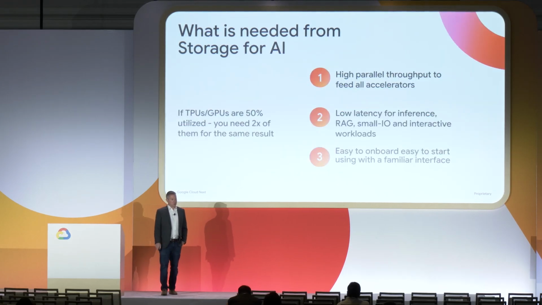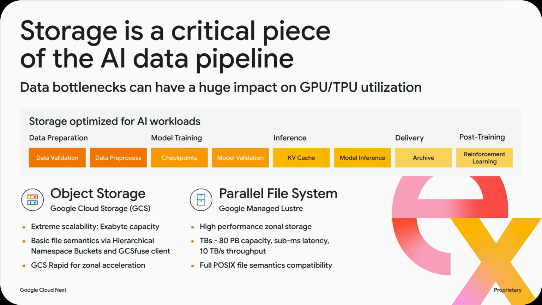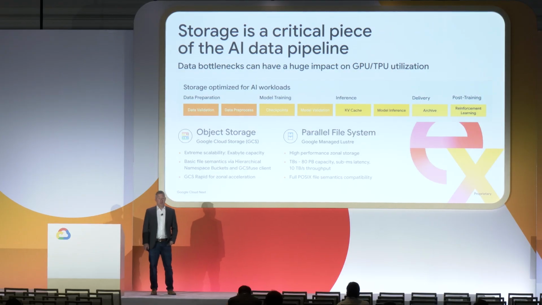So what is needed from storage for AI? Storage must provide high parallel throughput, low latency, and usability at scale to fully utilize accelerators. The realization is that storage can no longer be an afterthought. When designing AI/ML pipelines, data bottlenecks can become, and have become, a huge impact on GPU, TPU utilization. From data preparation to pre-training to model training with checkpoints and validation to inference with KV caching and post-training with reinforcement loops, data can be an iceberg in terms of quantity and scale.